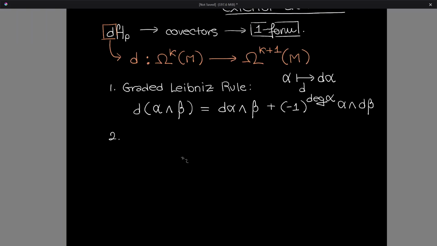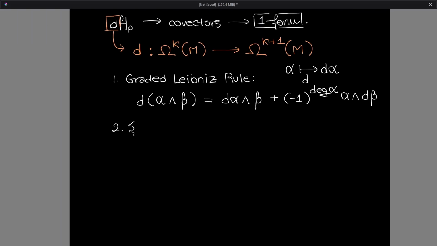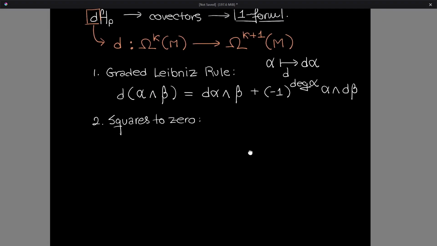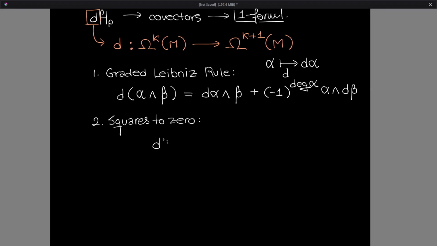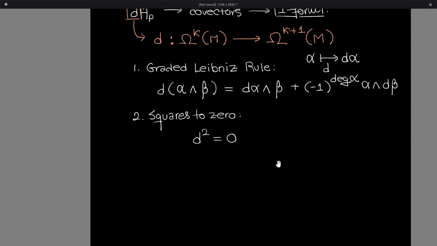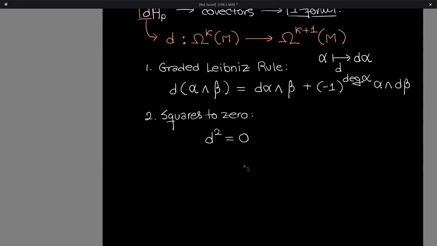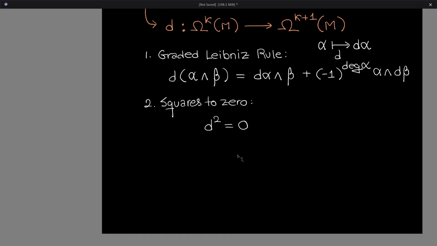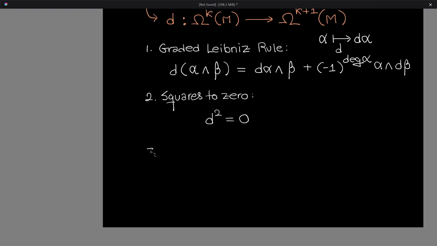And secondly, it squares to 0. There's a very interesting geometric interpretation of this that we're going to get into when we talk about cohomology, but not now. For now, let's just say that d squared is equal to 0. So if I apply d squared on any differential form, I'll get 0.